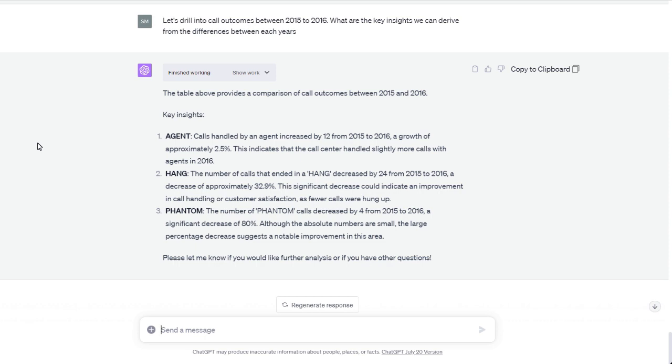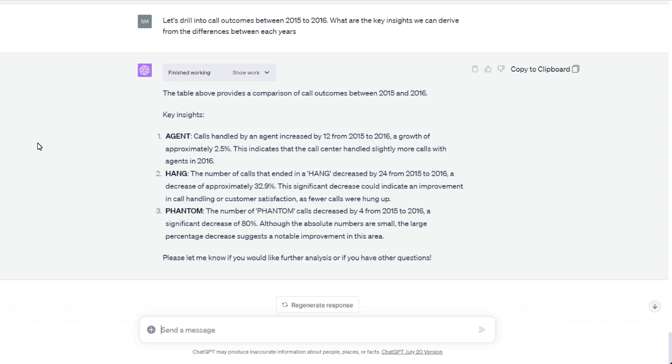The significant decrease could indicate an improvement in call handling. So it's even making judgment calls. I mean, it may be wrong, but it still is impressive. Phantom, the number of phantom calls decreased by 4, a significant decrease of 80%.